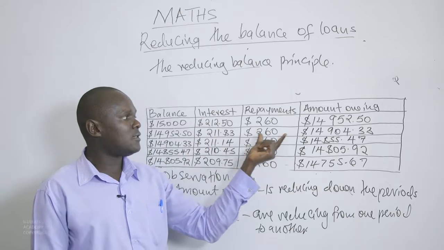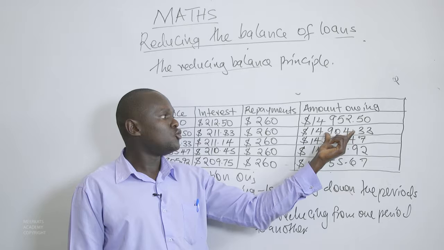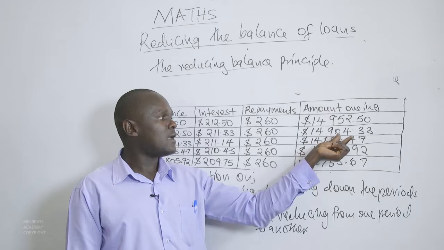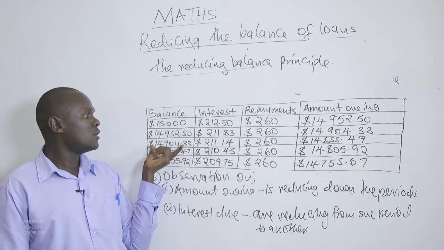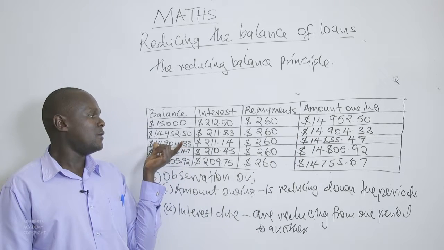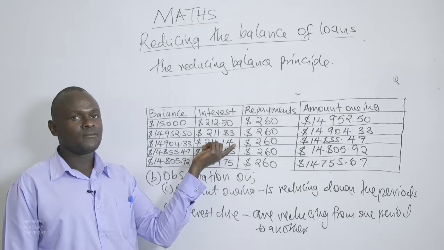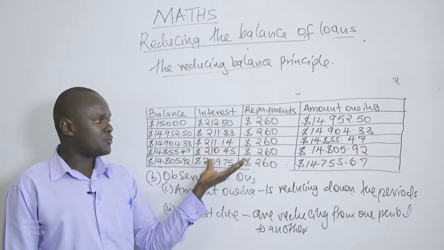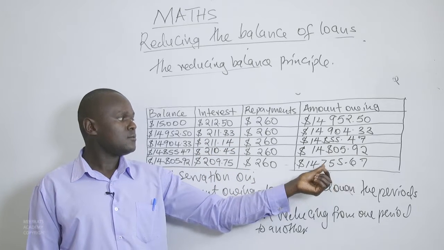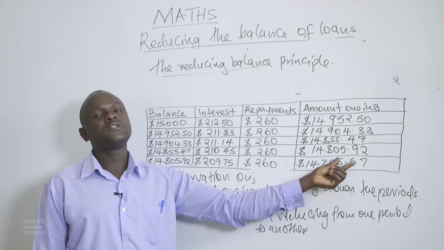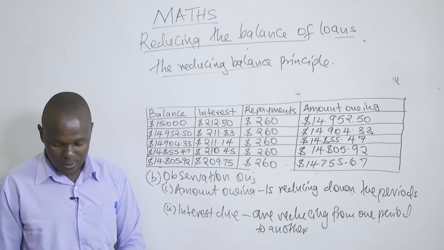And ultimately, at the end of the second period, which is the second month, the amount owing reduces to 14,904.33. This amount is the one that is taken to be the loan balance during the third month, and from this amount we calculate the interest, and the process continues until we are at 14,755.67. That is the reason why the amounts are reducing.